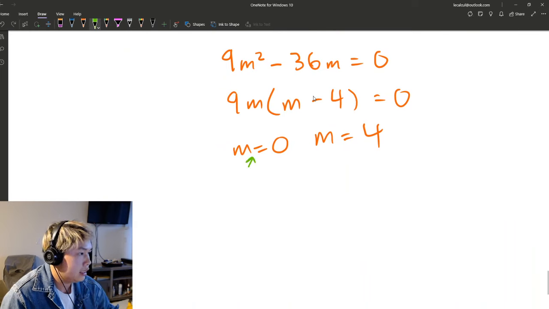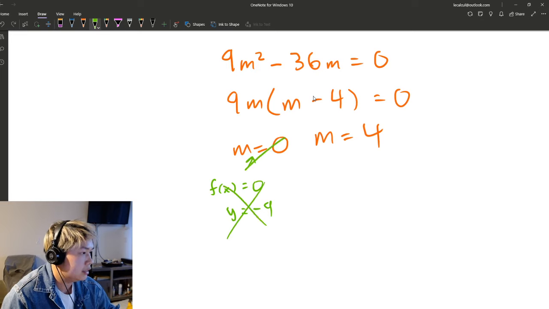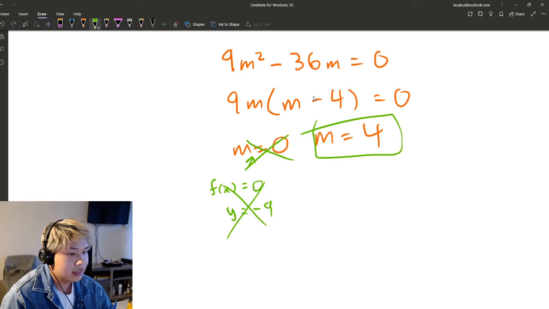So if this is the case, then you have f of x is 0, and then you have y equals minus 9, which should technically not work. So ignore this. Ignore this. This needs to be 4.